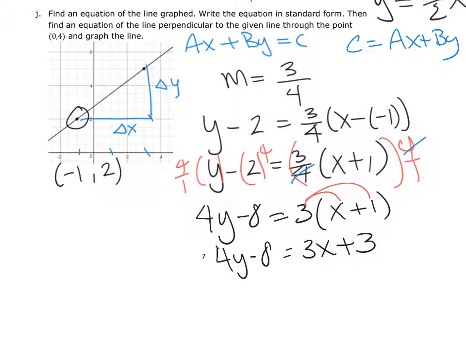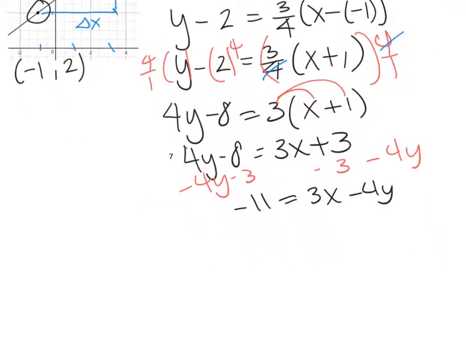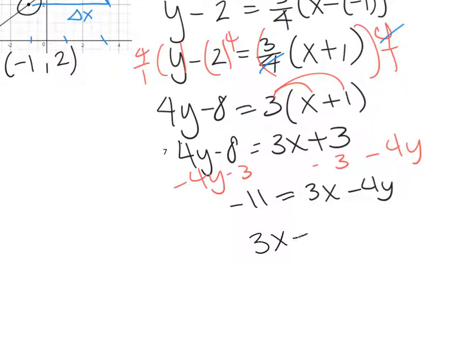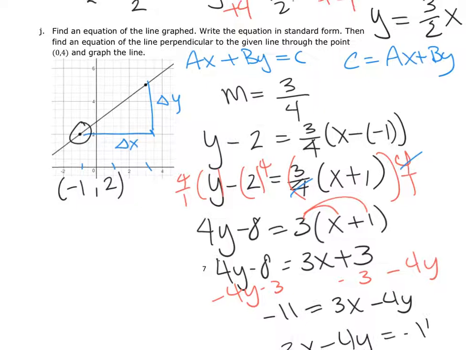So I'm going to move the 4y to the right, and I'm going to move the 3 to the left, and I end up with -11 is equal to 3x minus 4y, and I can leave it like that, or I can just rewrite it as 3x minus 4y is equal to -11. Now that is the first part of it. All that is doing is saying I have written the equation in standard form of the line.